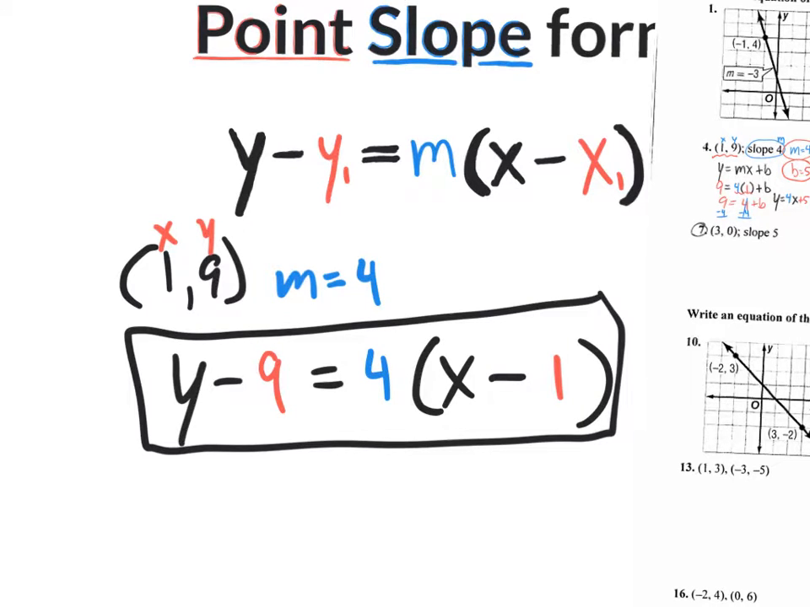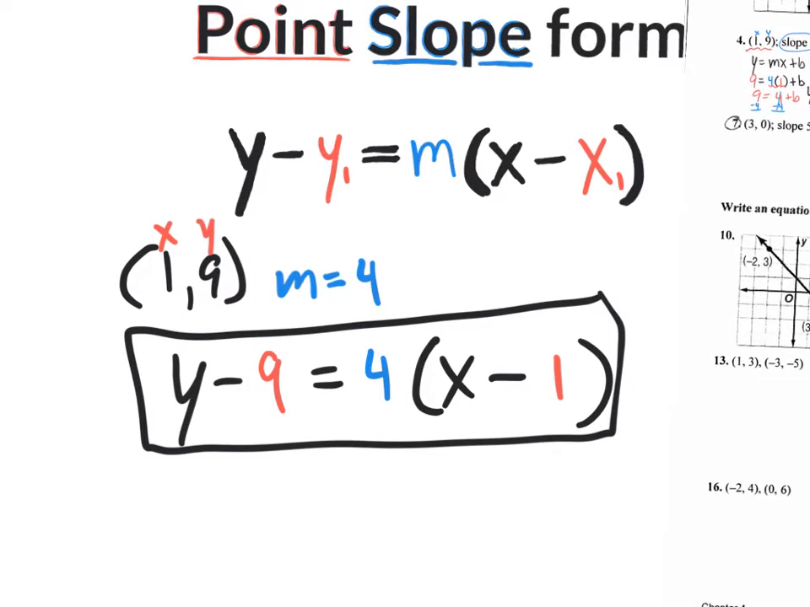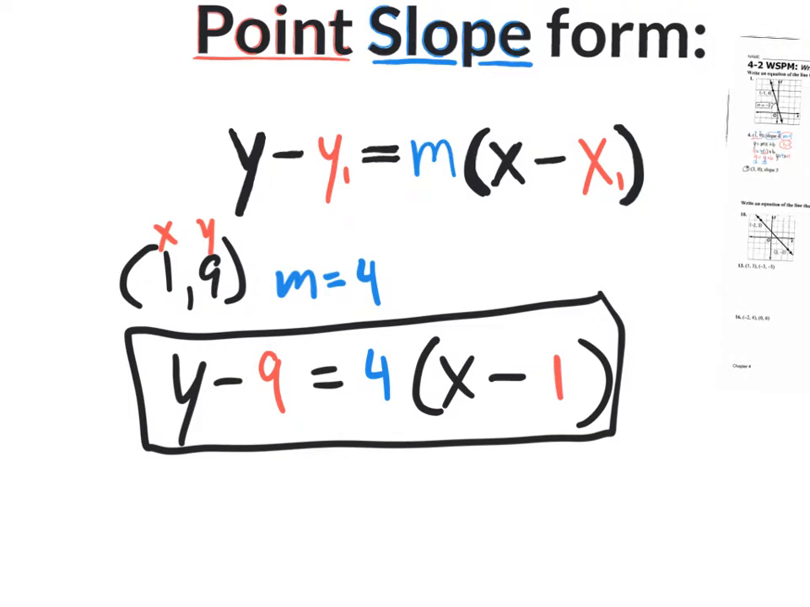Now, let's say that they said to write it specifically in slope-intercept form. Okay, now remember, form is just the way it's organized. And an equation, it's kind of like a piece of clay. You could just mold it and shape it however you want.